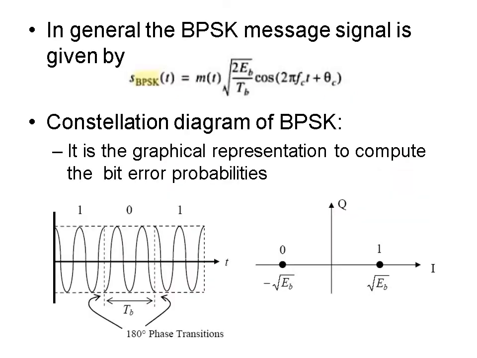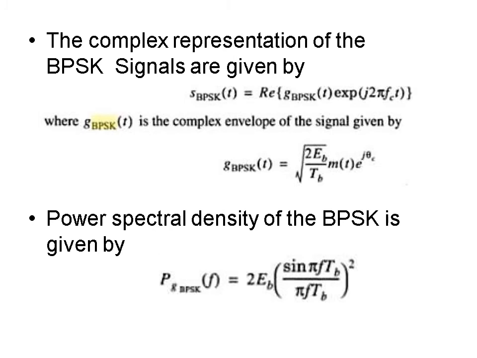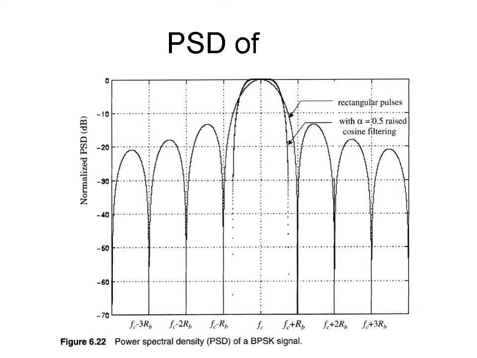In general, the BPSK message signal is given by the equation S BPSK represented here. Then the constellation diagram of BPSK, which is the graphical representation used to compute the bit error probability, is represented here. Then the complex representation of the BPSK signal is given by the equation. The power spectral density of the BPSK is given by the equation you can see here. So this is the power spectral density of the BPSK signal, which is drawn in the normalized form.